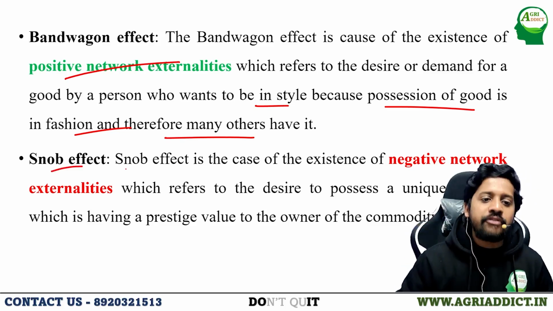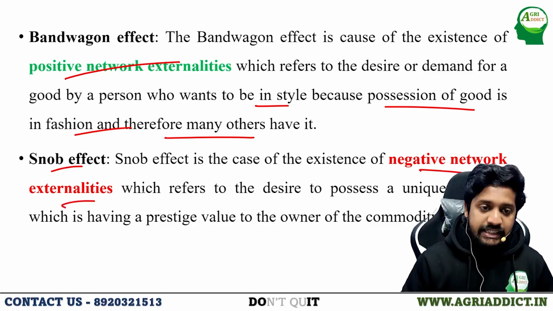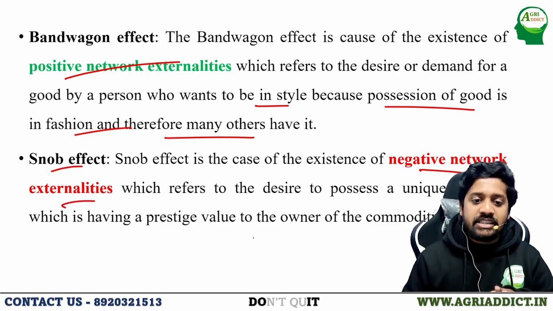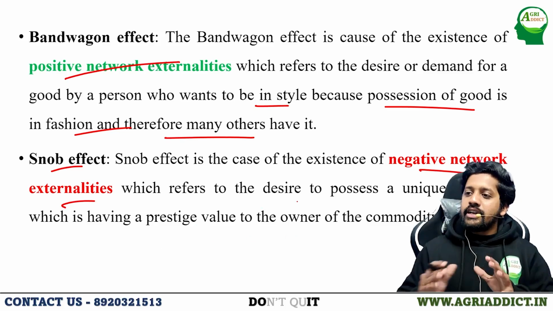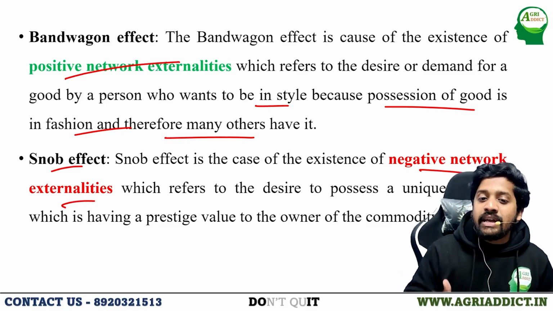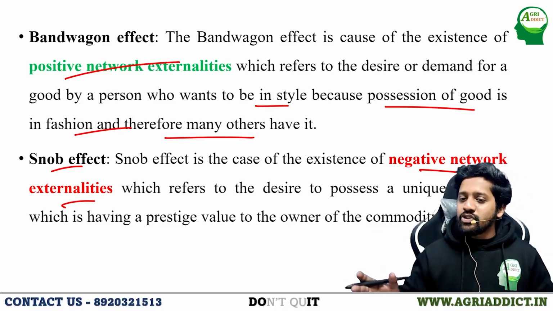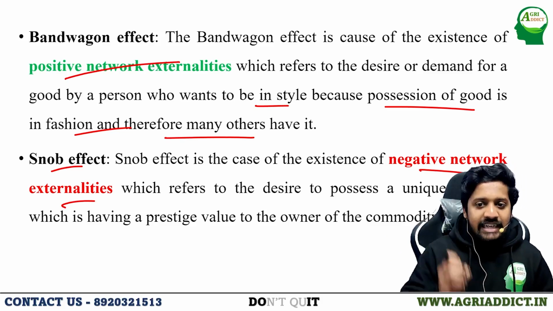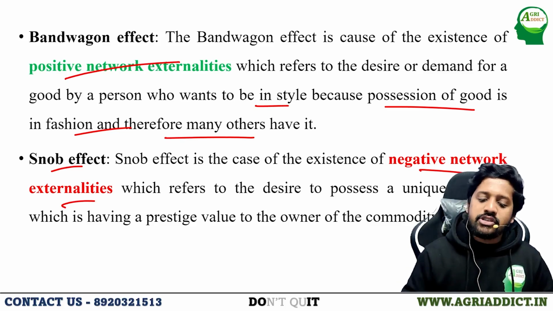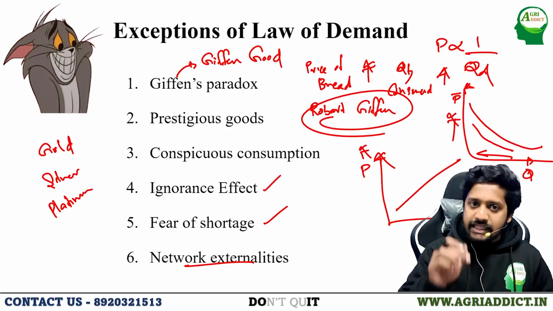And the second one is snob effect. By definition, snob effect is the case of the existence of negative network externalities, which refers to the desire to possess a unique good which has a prestige value to the owner of the commodity. So none of the society around me is having it, but if I am having that commodity, then it will have a unique value among the society. Nobody is consuming it, but I am consuming it. So the demand occurring because of that negative externality is explained by the snob effect. So network externality also results in an exception to the law of demand.